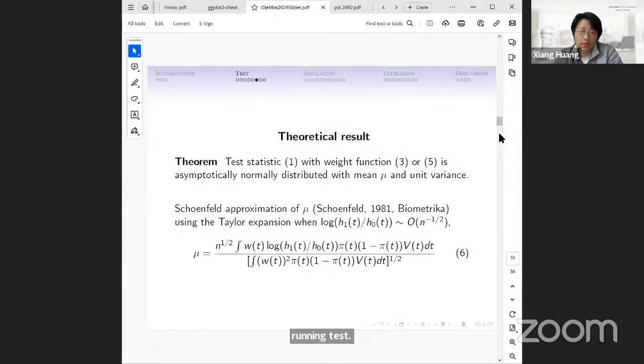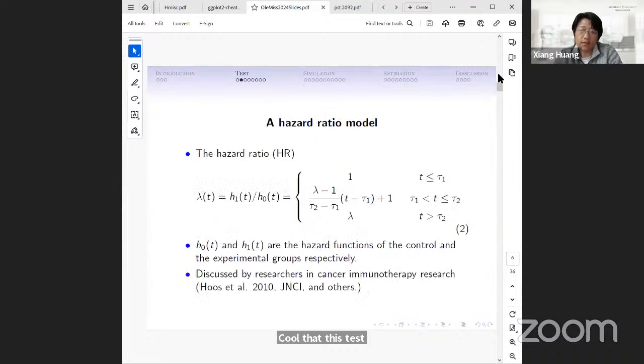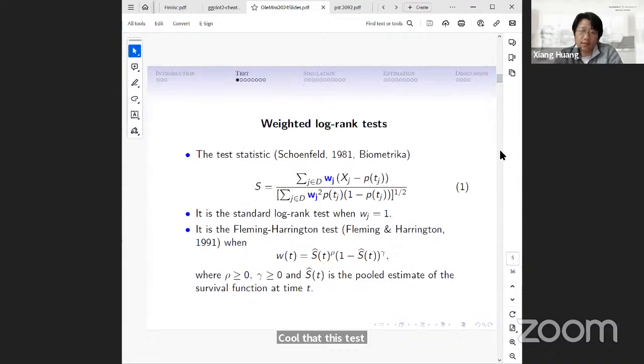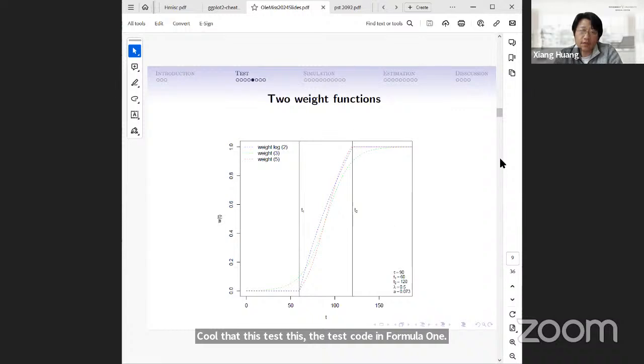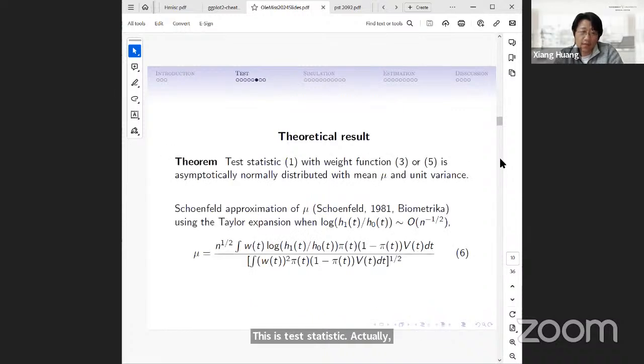The theoretical result is like this. Schoenfeld proved that this test statistic in Formula 1 is asymptotically normally distributed with mean mu and unit variance. Schoenfeld gave an approximation of mu in this form in Formula 6.